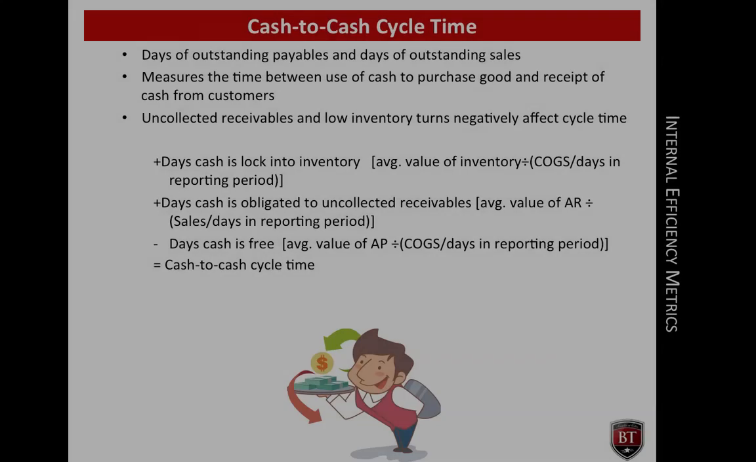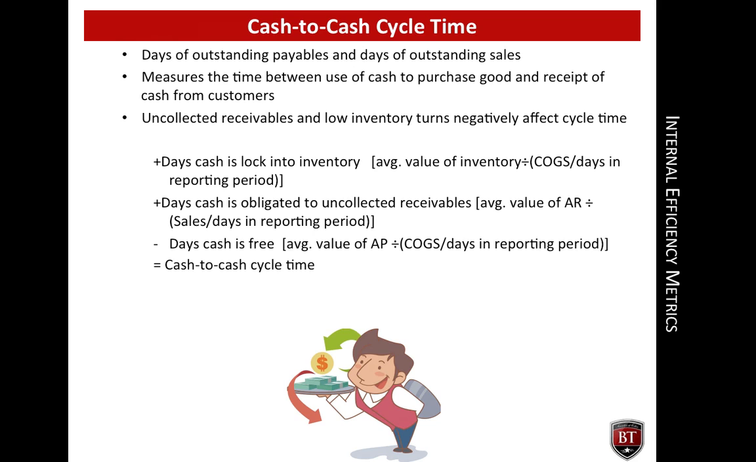This metric focuses on the number of days payables outstanding and the number of days sales outstanding. Cash-to-cash cycle time measures the time between when a company uses its cash to purchase goods and when payments are received from customers. The speedier the cash-to-cash cycle, the fewer days your cash is unavailable for use. Items that negatively affect a speedy cycle are uncollected receivables and low inventory turns. Slow-moving inventory ties up cash. How long it sits is an indication of how well your supply chain and production flow are in sync with customer demand.